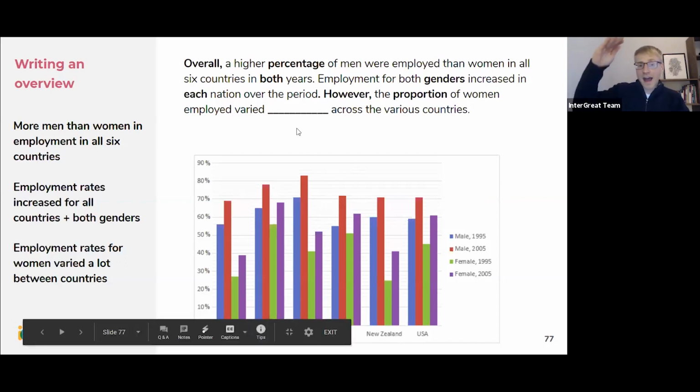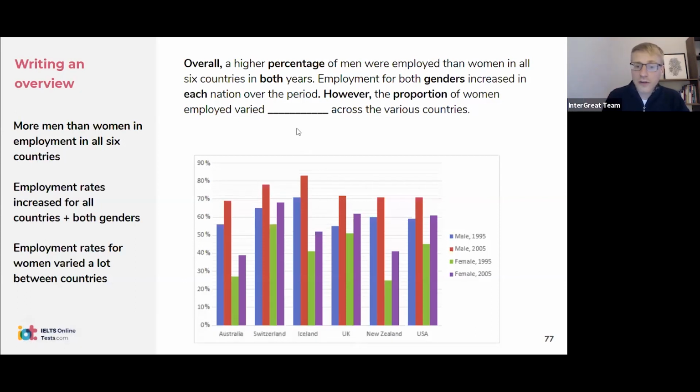And instead of saying a lot, this is not very formal. So what's another word for a lot? Yeah, very good, guys. We're looking for an adverb here. It varied a lot. It varied greatly. It varied, we can say, significantly across the various countries. Okay, very good. Drastically would be good as well. Excellent.